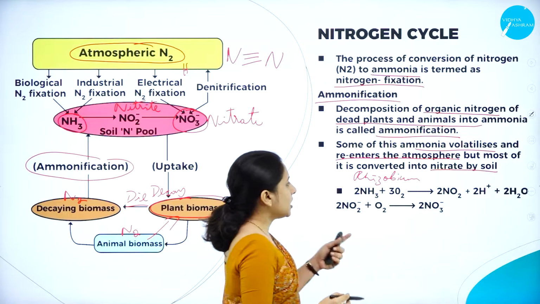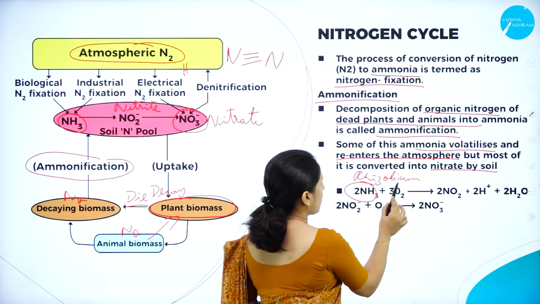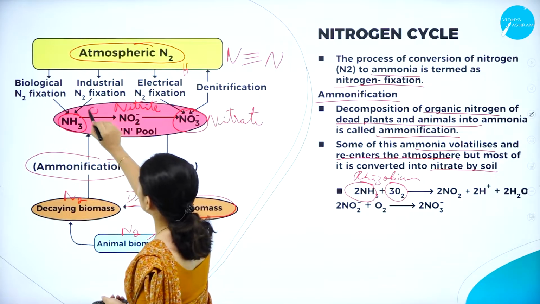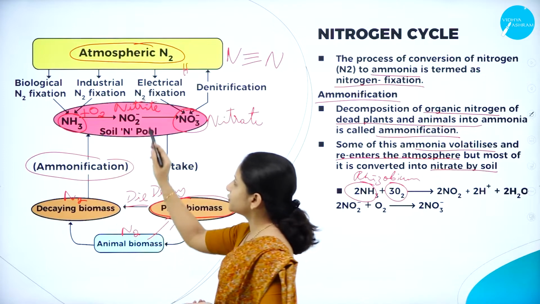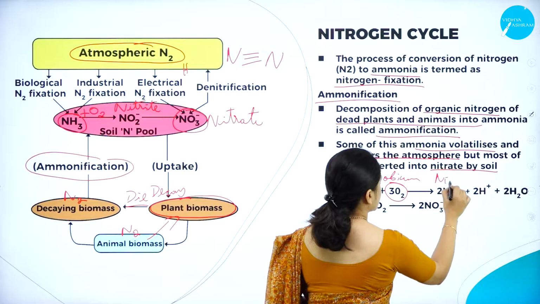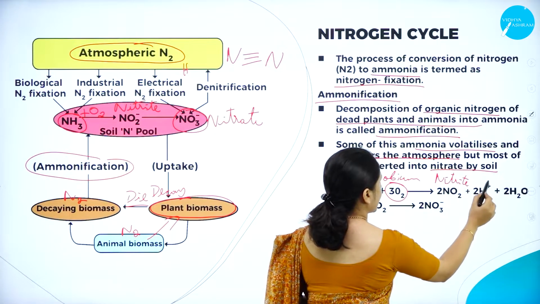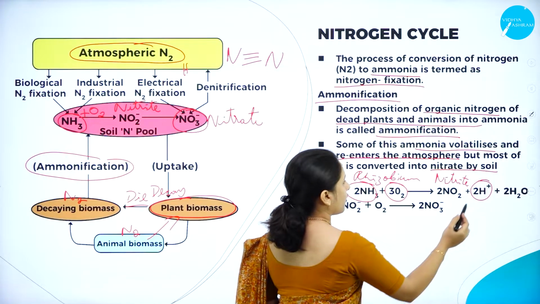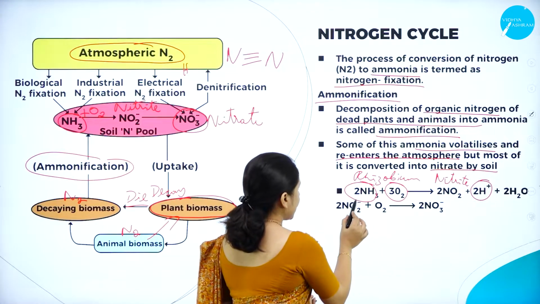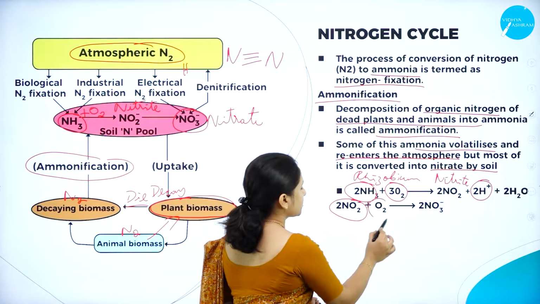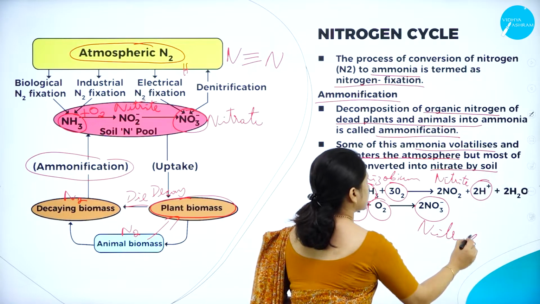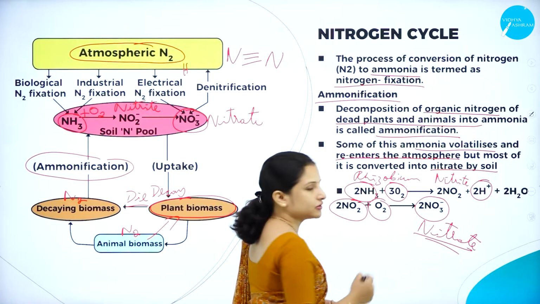So what did we learn? If ammonia has to form nitrate, it has to combine with oxygen. Ammonia combines with oxygen to form nitrite. And this nitrite combines with hydrogen, giving out hydrogen and water. Then the nitrite combines with oxygen to form nitrate. So this is nitrate, and this nitrate is the one that is utilized by the plant.